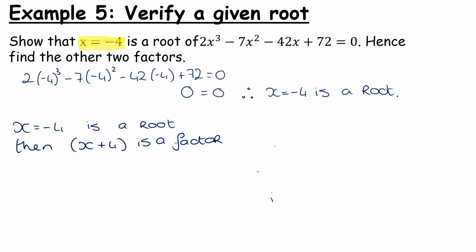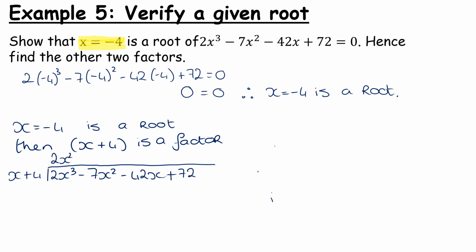So in order to verify that it is a factor, I can then use my long division. So x plus 4, and I'm going to divide this into 2x cubed minus 7x squared minus 42x plus 72. So this goes 2x squared, so 2x squared by plus 4 is plus 8x squared, do your subtraction. I'm going to put minus 15x squared.